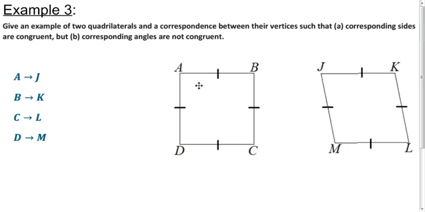But none of the angles are congruent when we're looking at the square on the left and the rhombus on the right. Angle A here would measure 90 degrees, but J would be an acute angle, so it's not 90. B is 90, K is obtuse, so they're not congruent, and so on.